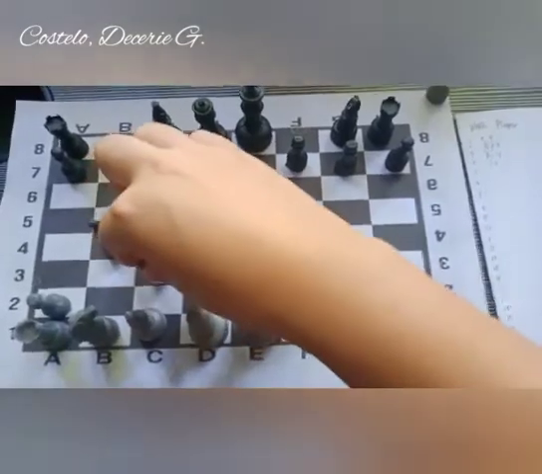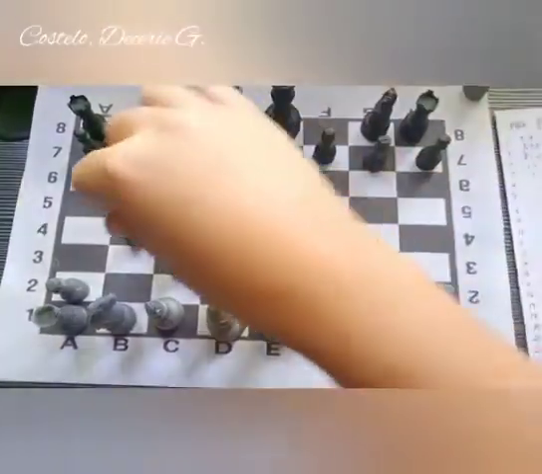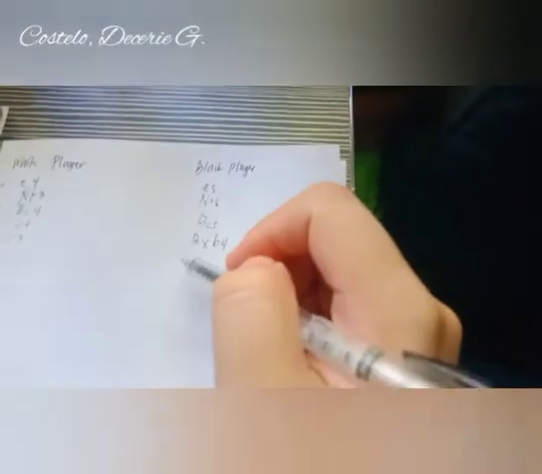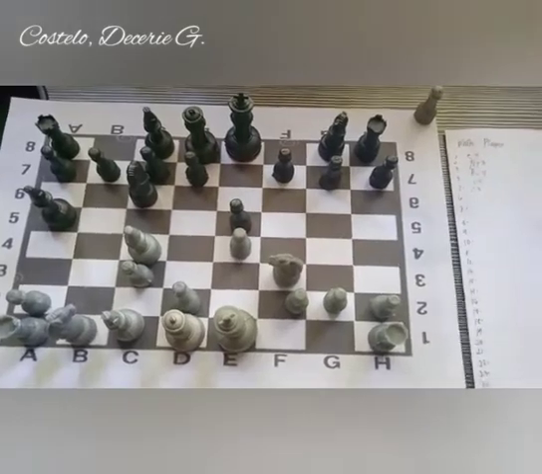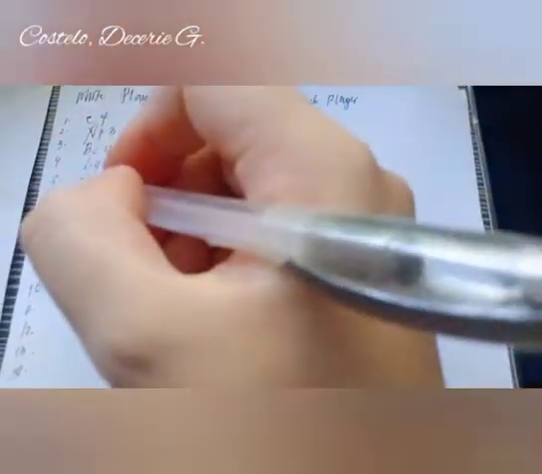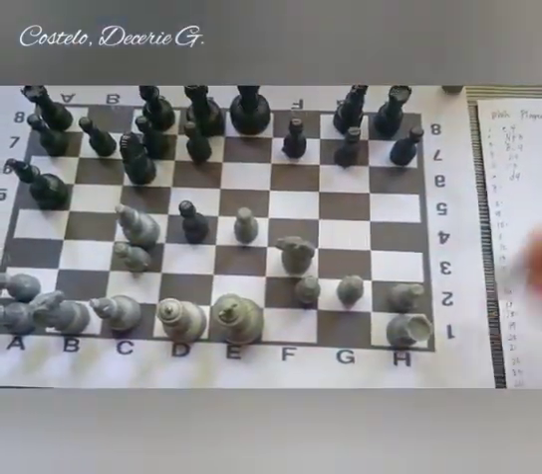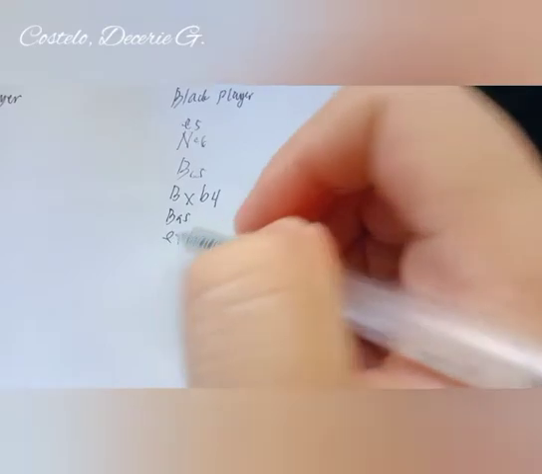So next we have C3. The pawn on C3, so we are going to write C3. Next, bishop goes to A5. So we are going to write big letter B, A5. Next is pawn on D goes to D4. So it is D4. The pawn captures D4. So we are going to write small e x d4.